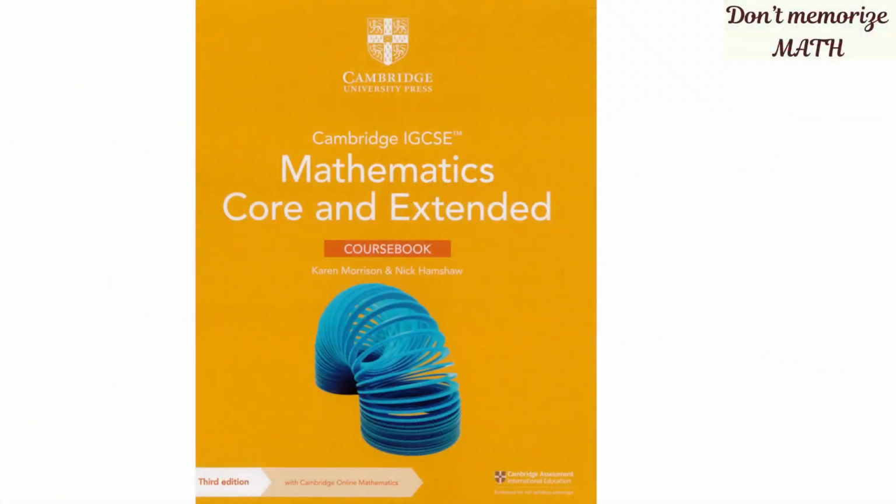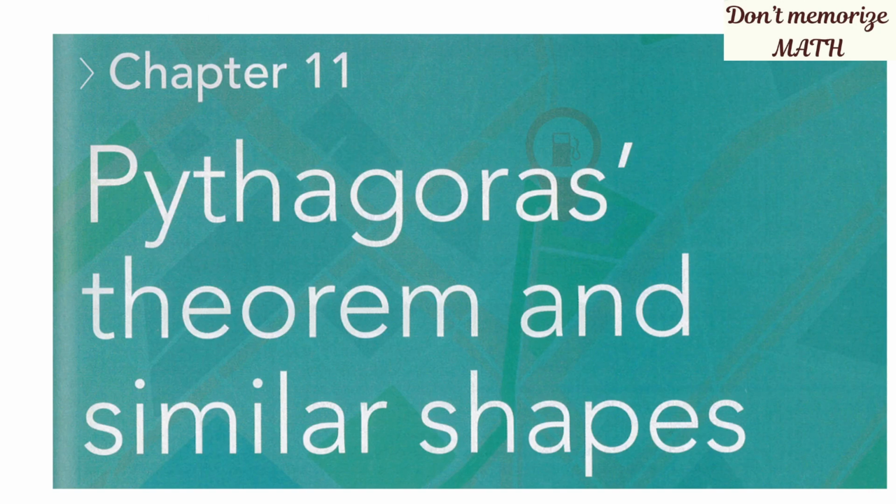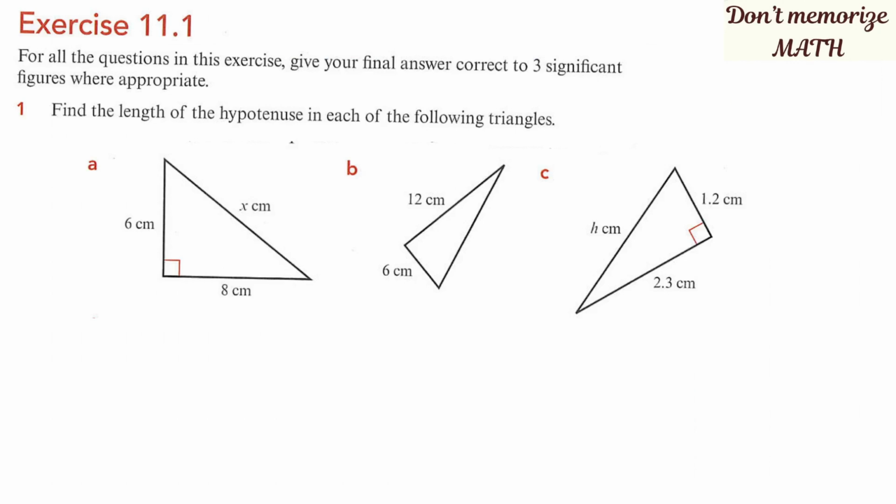So today we are discussing exercise 11.1 of our textbook, the Cambridge IGCSE Mathematics Core and Extended textbook, chapter 11, Pythagoras Theorem and Similar Shapes, exercise 11.1. Let's begin. For all the questions in the exercise, give your final answer correct to three significant figures where appropriate. Find the length of the hypotenuse in each of the following triangles.